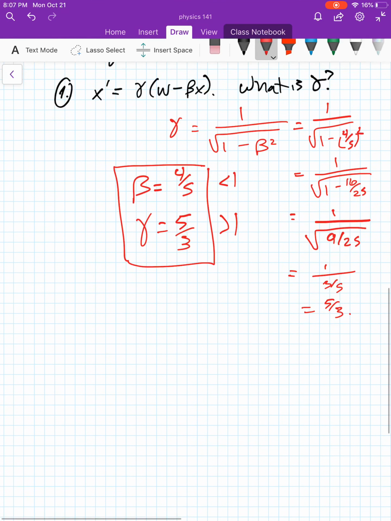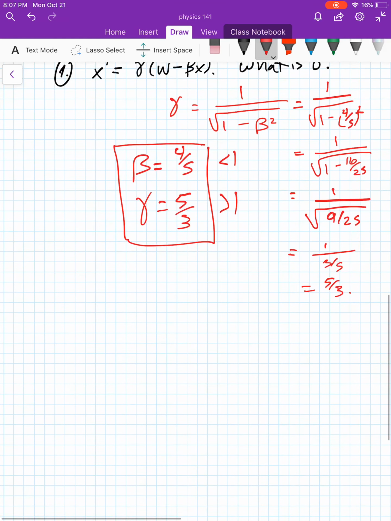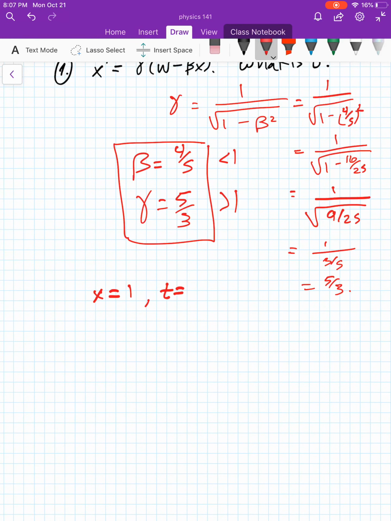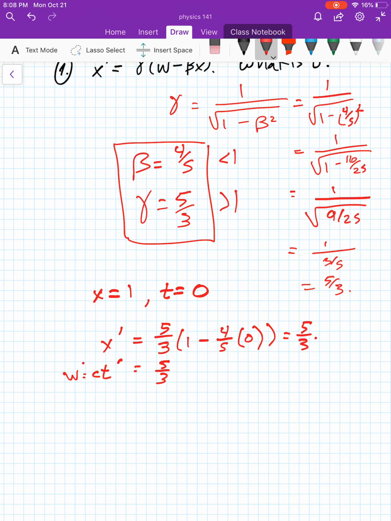Okay, so let's find this value. Remember, x is equal to 1 and time is equal to 0. So x prime is equal to gamma, that's 5/3, times 1 minus 4/5, that's beta, times 0, that's the time, or 5/3. Now t prime. In this case we are technically solving for w prime, so this is really ct prime, or w prime. As long as we're using seconds and light seconds, or years and light years, it won't matter.